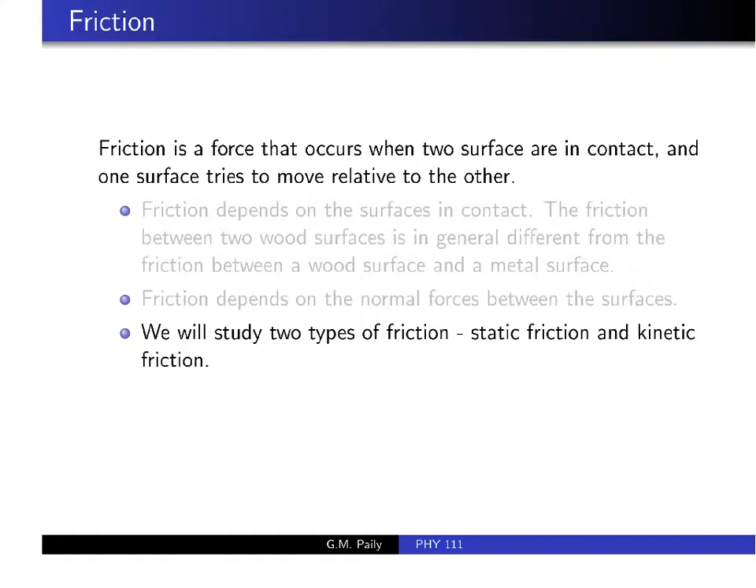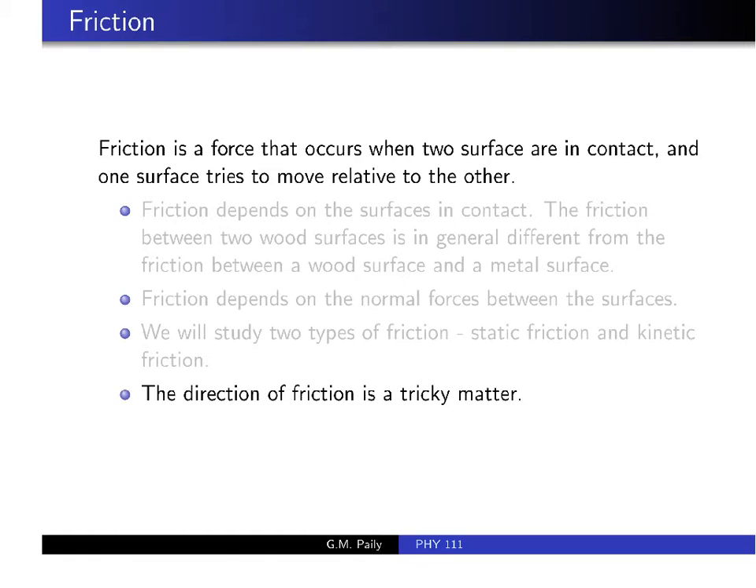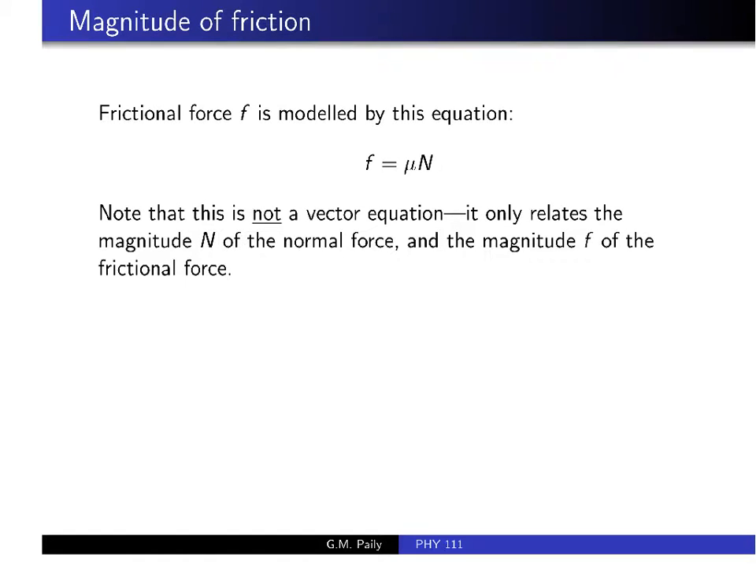We will look at two types of friction: static friction and kinetic friction. There is a third, called rolling friction, that we will only mention in passing. One thing to note is that usually what confuses students is the direction of friction. The frictional force is modeled by the equation F equals mu N. Notice that this is not a vector equation. It only relates the magnitudes of the frictional force and the normal force.